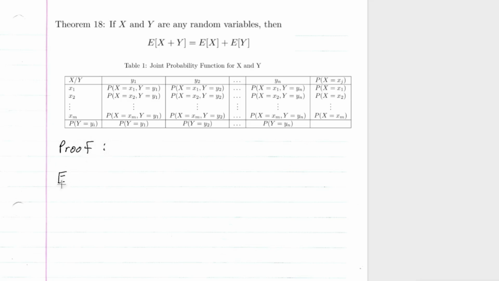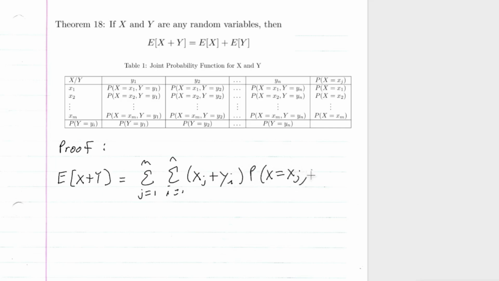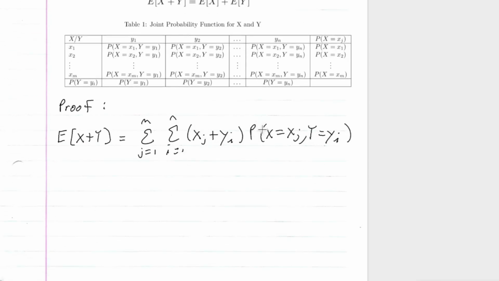The expected value of X plus Y. By definition, this is going to be the sum from j equals 1 to m, and the sum from i equals 1 to n, for the y sub i's from 1 to n. Since this is the expected value of X plus Y, this will be (x sub j plus y sub i) times the probability that X is equal to x sub j, Y is equal to y sub i. Now we're going to distribute this.